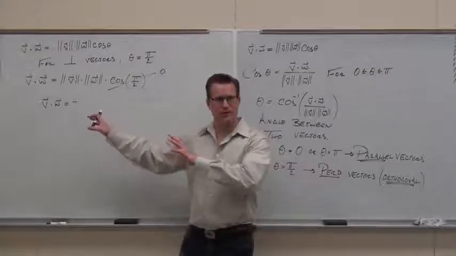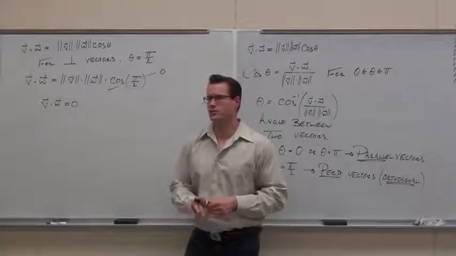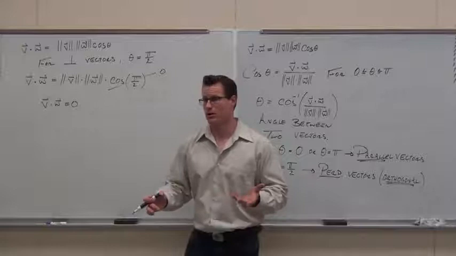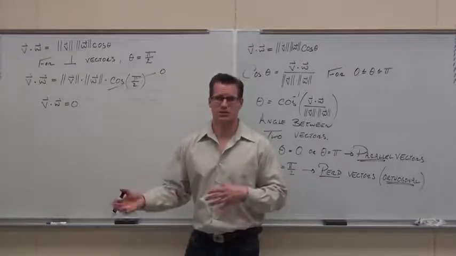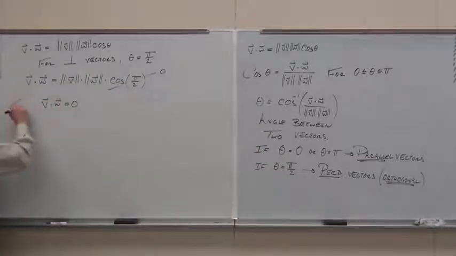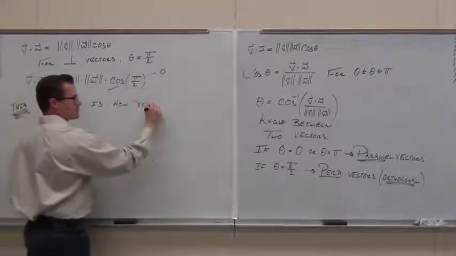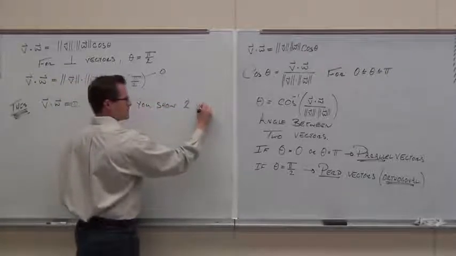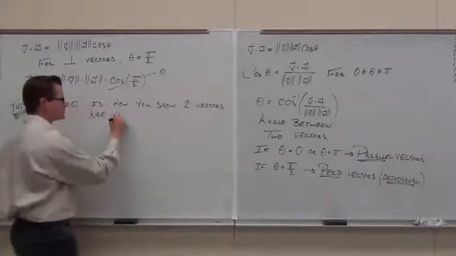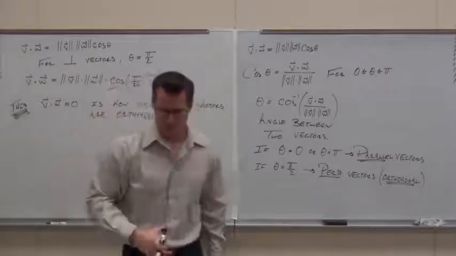So if I ask you on a test, how do you show that these two vectors are perpendicular? How are you going to do it? Dot product. If the dot product is 0, are your vectors perpendicular? Yes. If the dot product is not 0, are your vectors perpendicular? No. That's it. This is how you show two vectors are, I'm going to use the fancy word, orthogonal. Or perpendicular, the same thing.